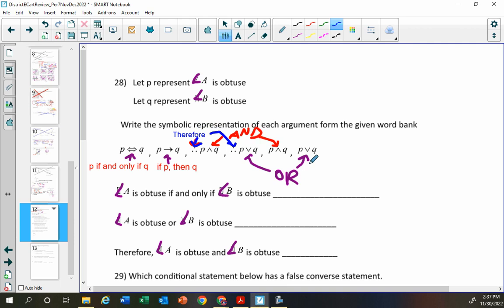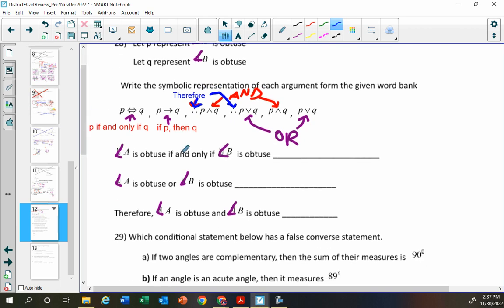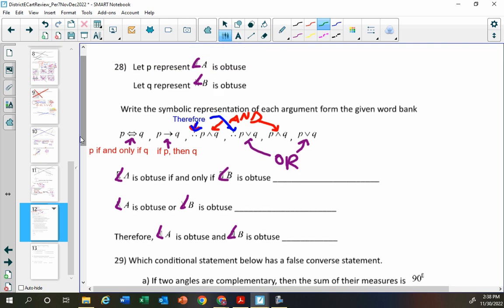Now, on your homework, there will be a problem like this. But all you're doing is translating. And here's how you translate. It's actually much easier than you think. This part right here, they said A is obtuse, but that's represented by the letter P. Now, the if and only if part.